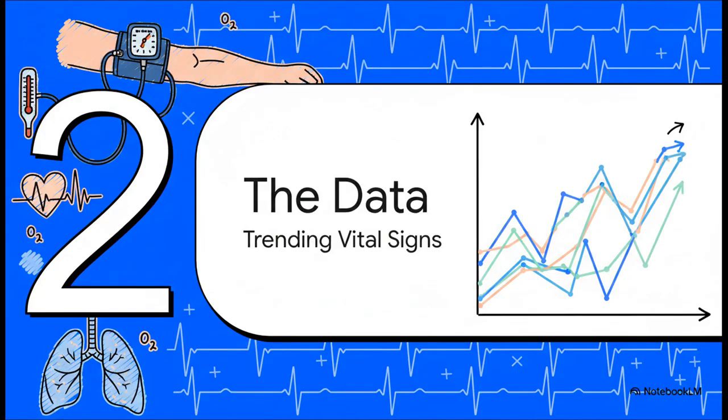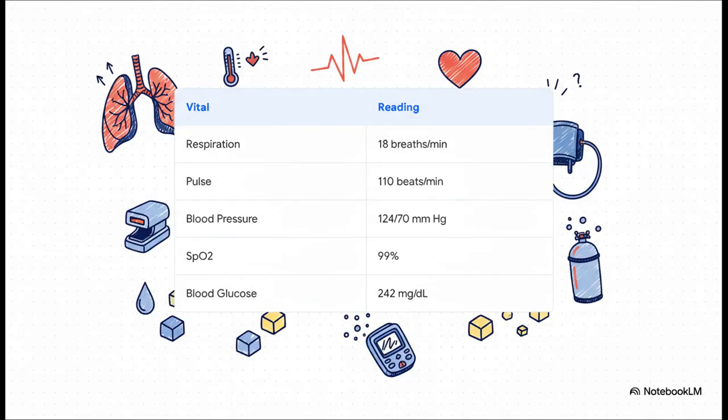Okay, we've got the story. Now it's time to get some hard data. We're going to get a full set of vital signs. But here's the thing. One set of vitals is just a snapshot in time. What we're really looking for is the pattern, the trend they create. So here's our first set.